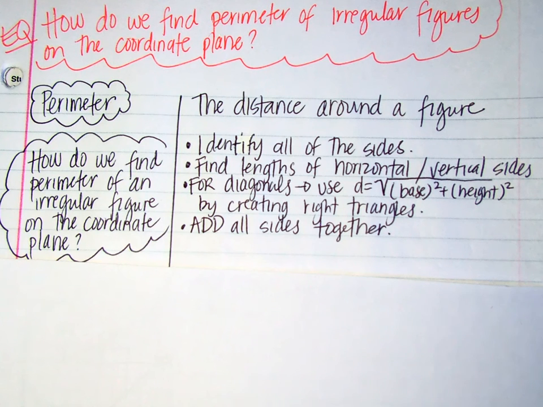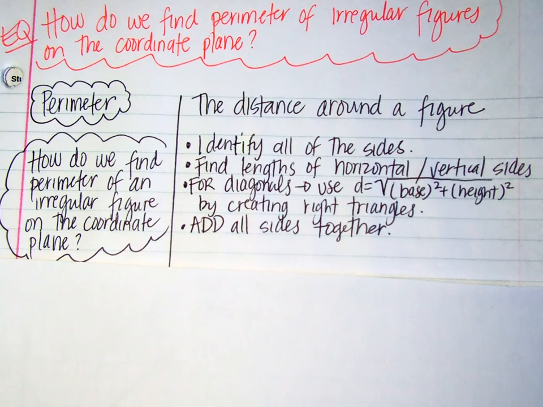So today we're going to be finding the perimeter of irregular figures on the coordinate plane. In our last video, we were talking about perimeter of regular figures. So that meant squares, rectangles, and triangles. This time, our figure is going to look pretty wonky, and we want to make sure that we know how to find that perimeter around that area, that figure.